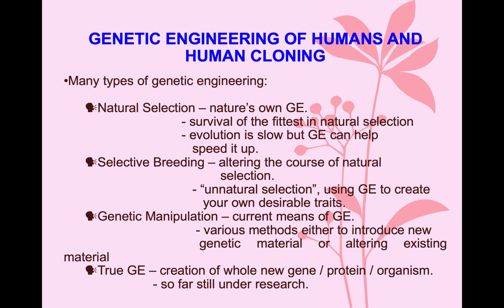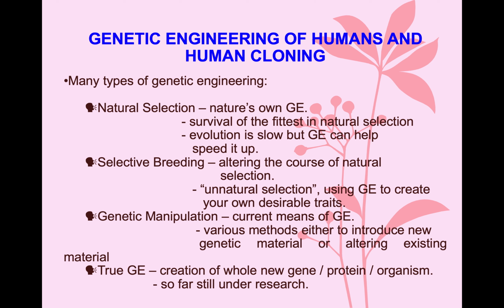Now this is why GE is important in eugenics. But okay, let's relate it to humans, which means let's see if it is possible to clone a human or not. We know that there are many types of GE. We have natural selection, selective breeding, and genetic manipulation. From the three, it starts from nature's own GE, which is natural selection or survival of the fittest, which means those that survive the most are the supreme.